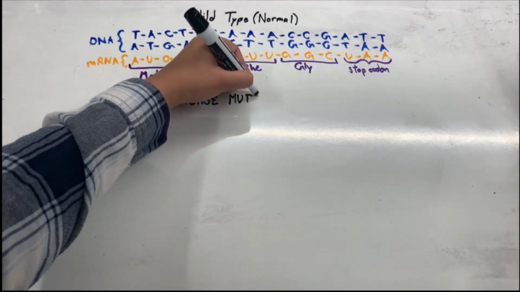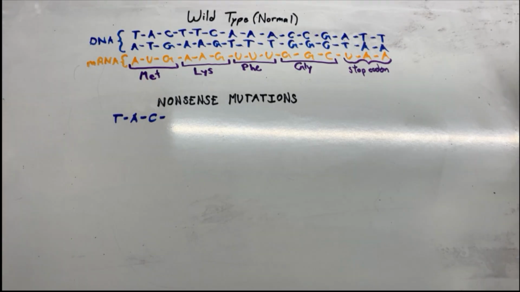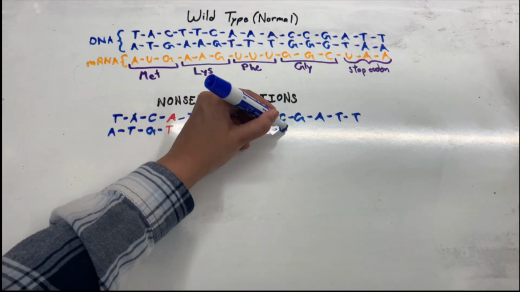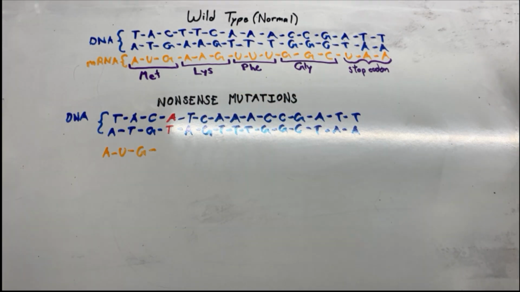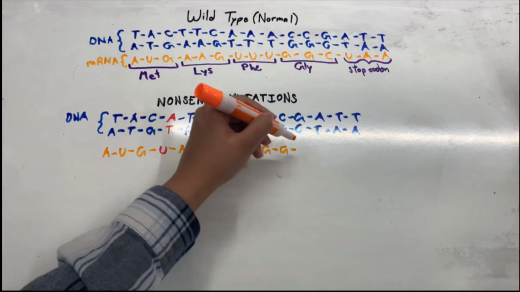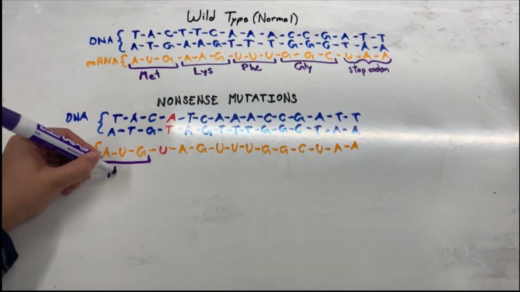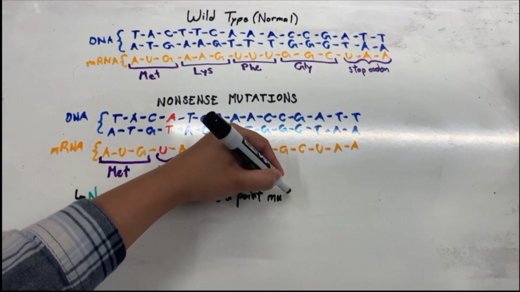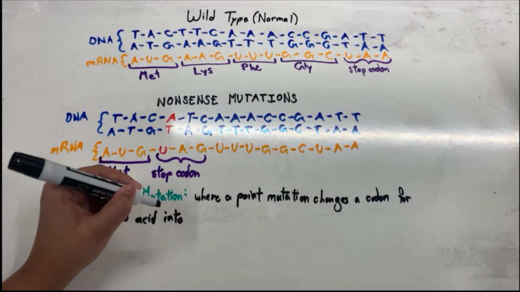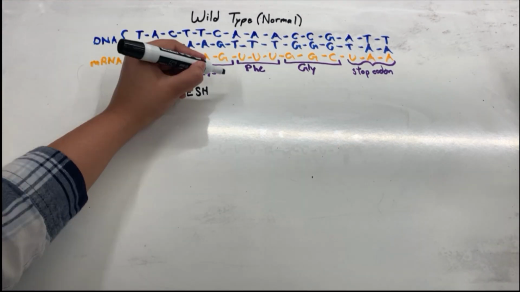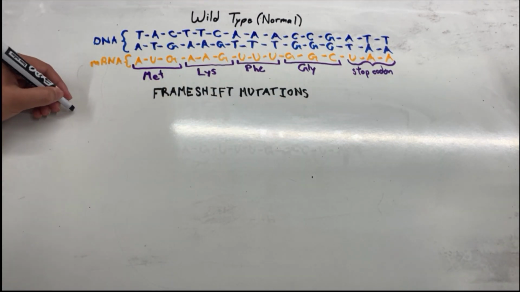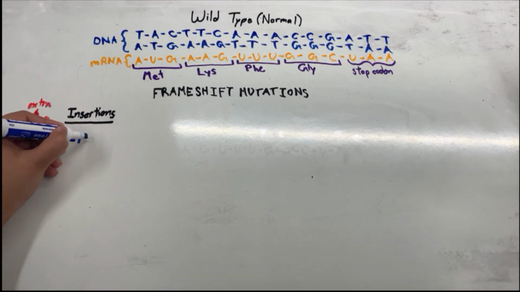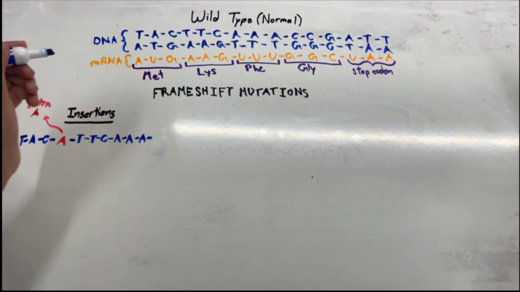The final category is nonsense mutations, where a point mutation changes a codon from an amino acid into a stop codon. This causes translation to be terminated prematurely, and the resulting polypeptide will be shorter than the intended polypeptide encoded by the normal gene. Nearly all nonsense mutations lead to non-functional proteins. Then we have frame shift mutations, or when nucleotides are inserted or deleted, which can have a much more disastrous effect on the resulting protein compared to substitutions.